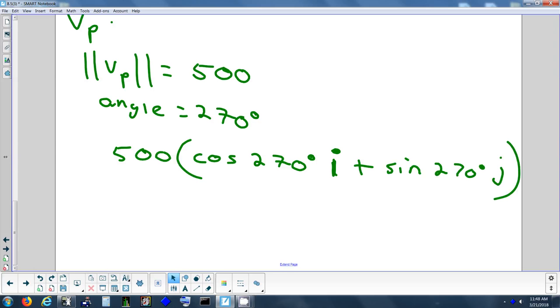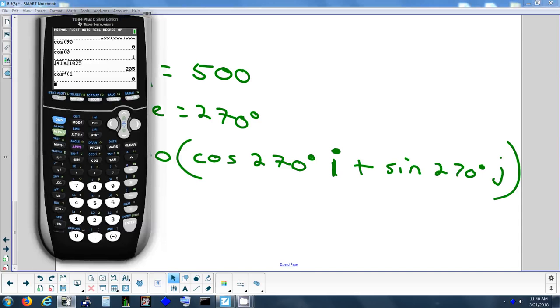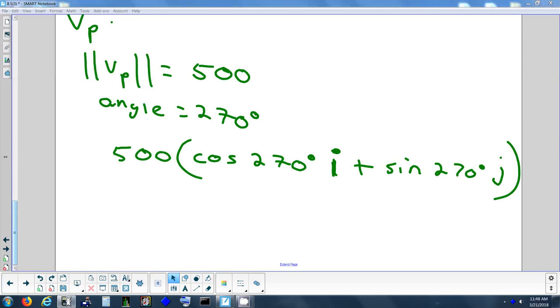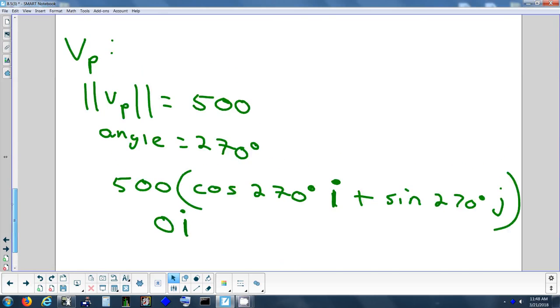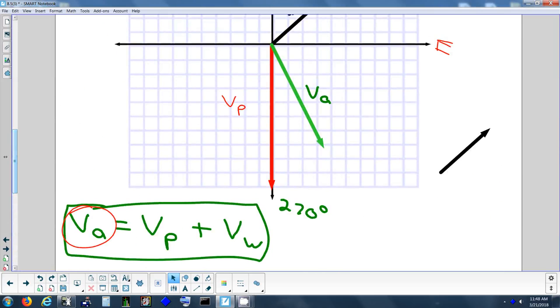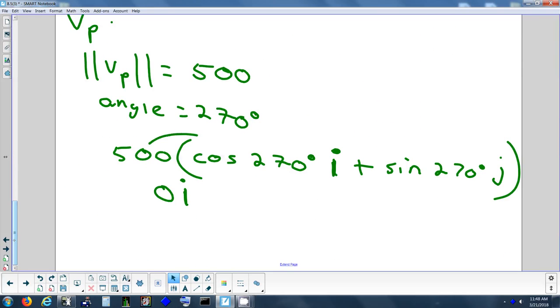Distribute it out and see what we get. So we've got 500 cosine 270. Zero. We don't have any horizontal component. How come the plane doesn't have any horizontal component? Yeah. Because it's going straight down. It's going exactly south. It's not going left and right at all. So the horizontal component should be zero. Now the vertical component, it's going down, so that should be what kind of number? It's negative. Should be negative, and if you do it out, you'll get negative 500.